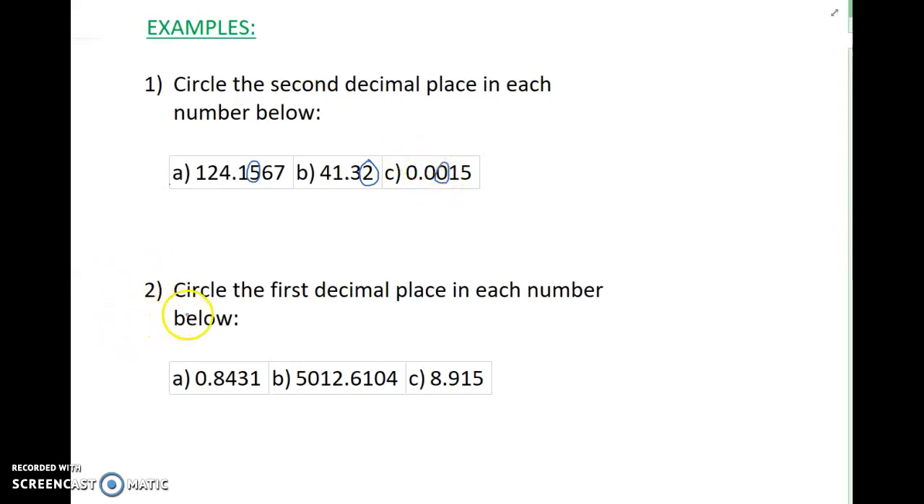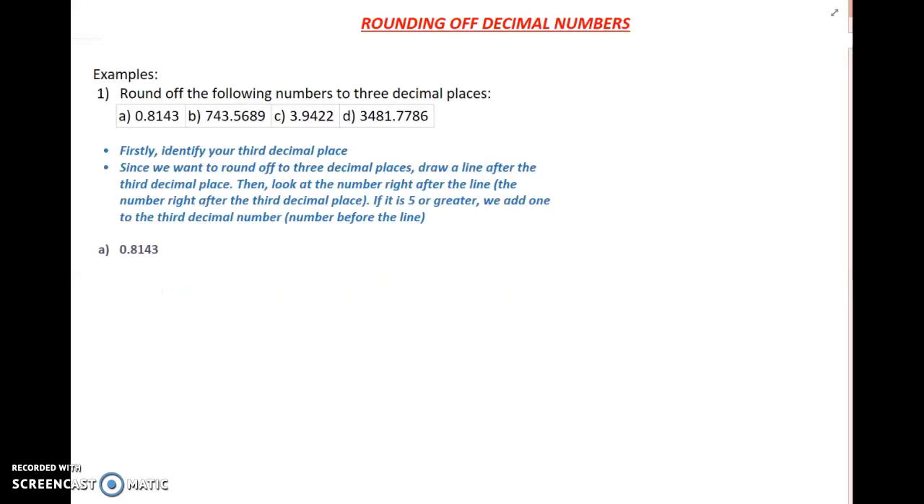Alright, let's look at number 2. Circle the first decimal place in each number. This is very easy. The first decimal place in each number will be the first number on the right hand side after the decimal point. So in this one, A, it will be 8. In B, 5012.6104, it will be 6. And in C, 8.915, it will be that 9, right? So very easy, right? So now we're going to look at rounding off decimal numbers.